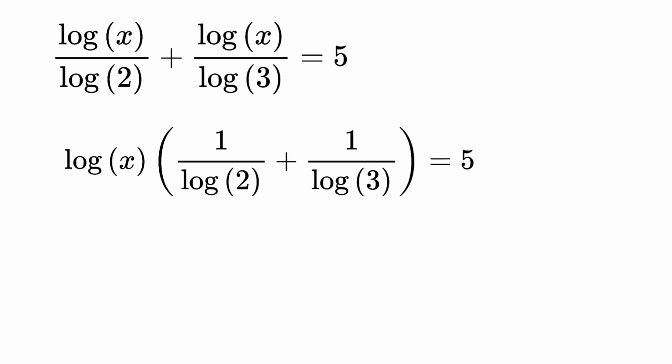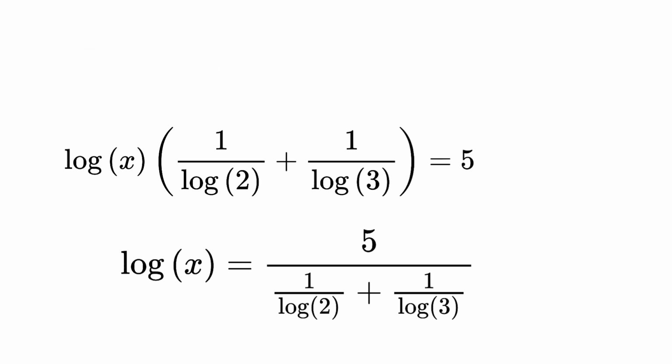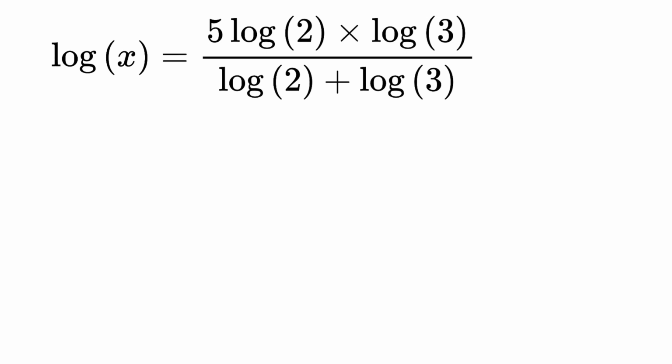So take log x common, then 1 divided by log 2 plus 1 divided by log 3 is equal to 5. So log x is equal to 5 divided by 1 by log 2 plus 1 by log 3. Log x is equal to 5 into log 2 into log 3 divided by log 2 plus log 3.